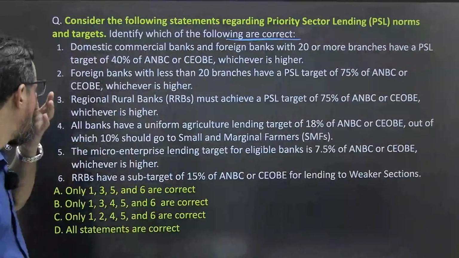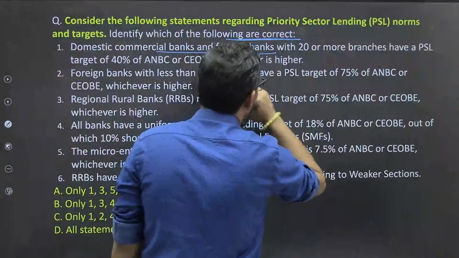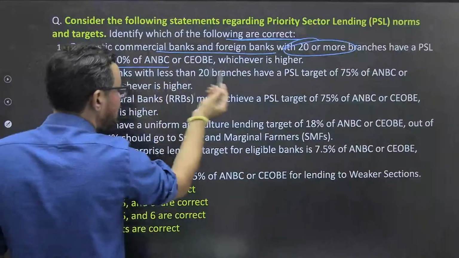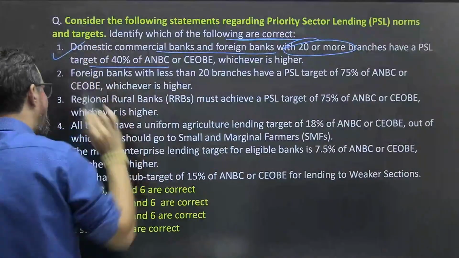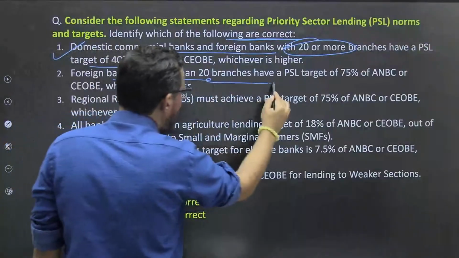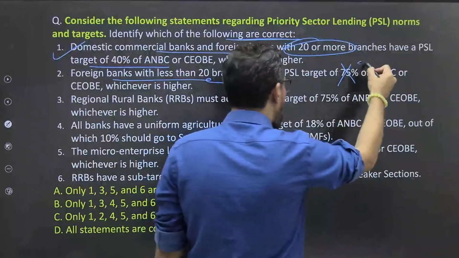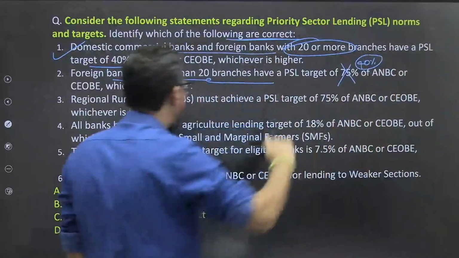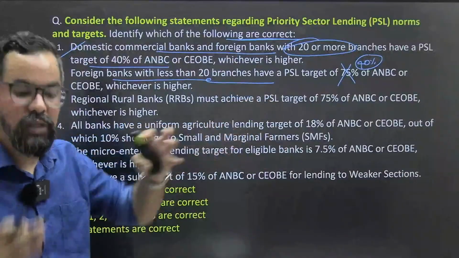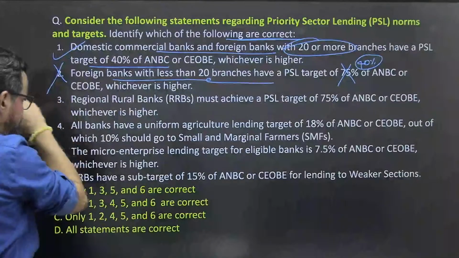ठीक है, so domestic commercial bank and foreign commercial bank with 20 or more branches have PSL target of 40% of ANBC and CoB, whichever is higher, without any doubt true. Foreign bank with less than 20 branches have a PSL target of 75%. ठीक है, no, आपका 40%, but they have some sort of like agriculture and other target, they do not have those particular targets. जो सब categories आपके हैं वहां पे इनके target नहीं होते हैं. ठीक है, so this is wrong.